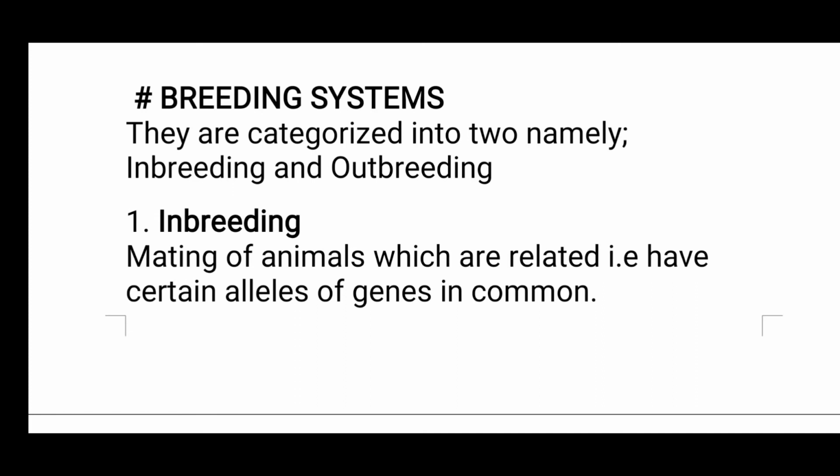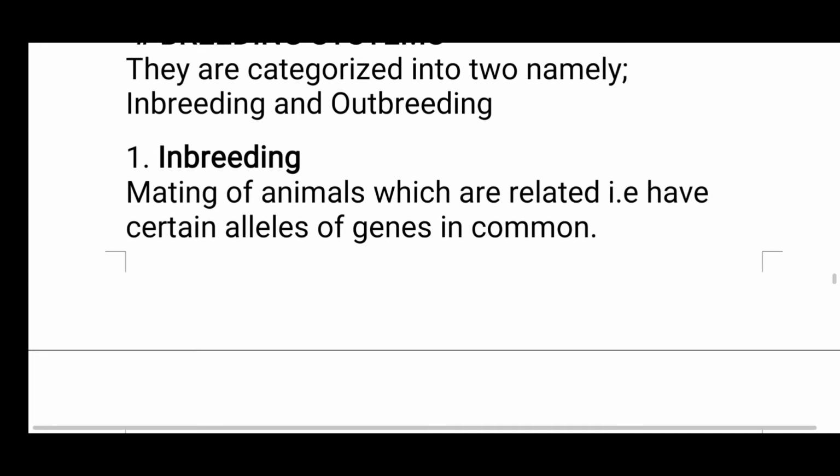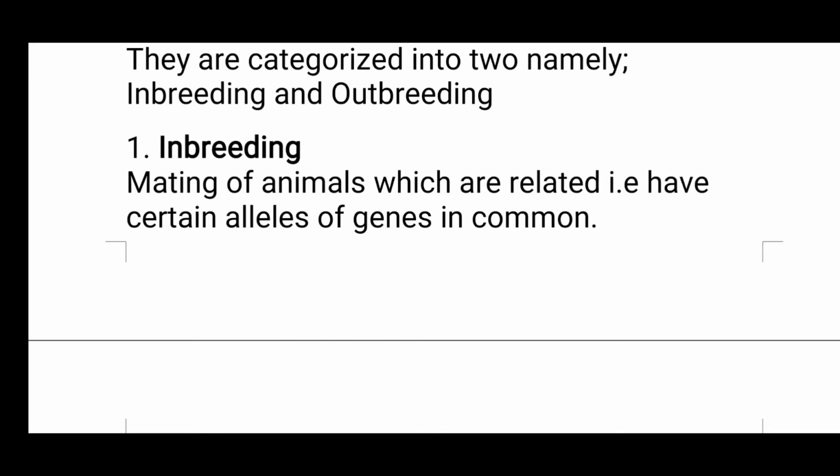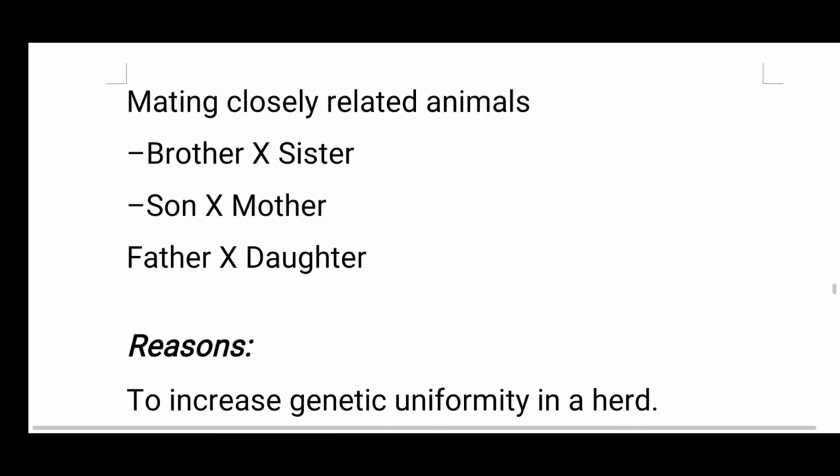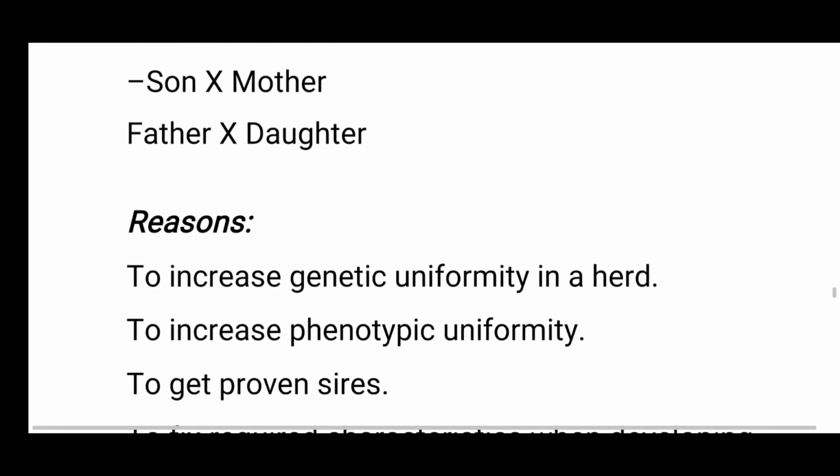They are characterized into two, namely inbreeding and outbreeding. First, inbreeding: mating of animals which are related, meaning they have certain alleles of genes in common. The next is mating closely related animals: brother and sister, son and father, son and mother, father and daughter.